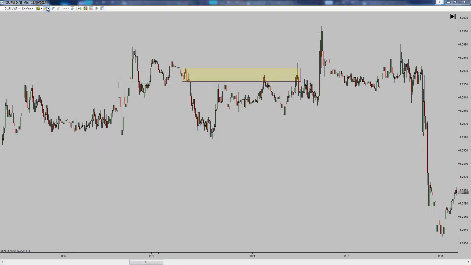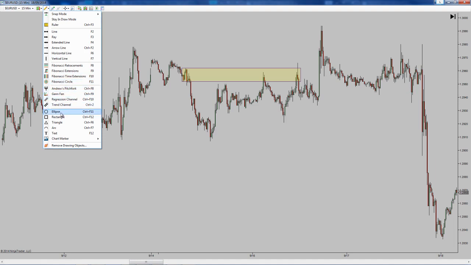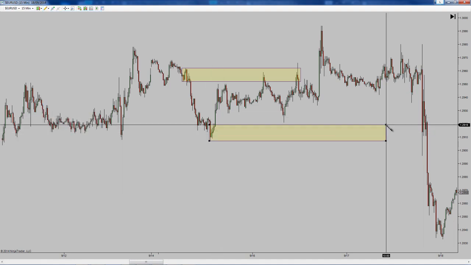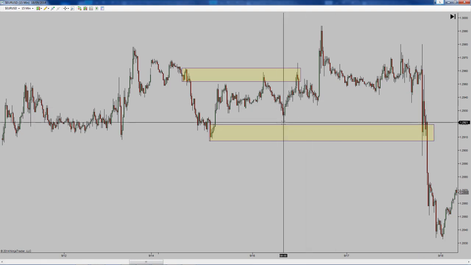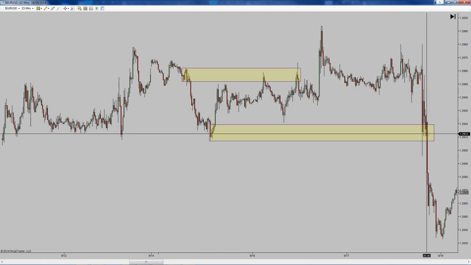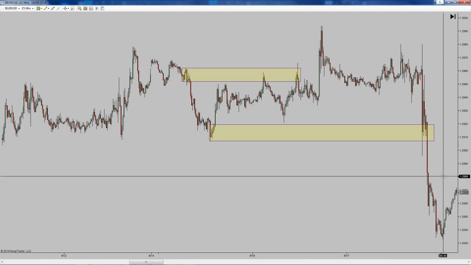We've got another example of a demand zone over here, and price came within one pip and then bounced, and then the second time it got to the demand zone it broke through, and then we had a big move down.